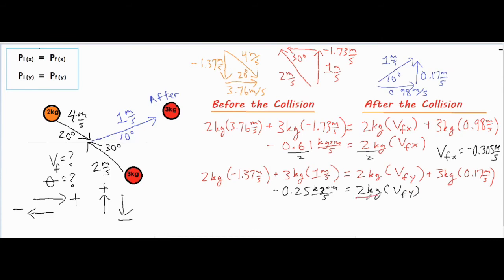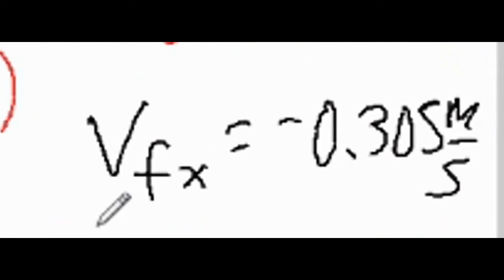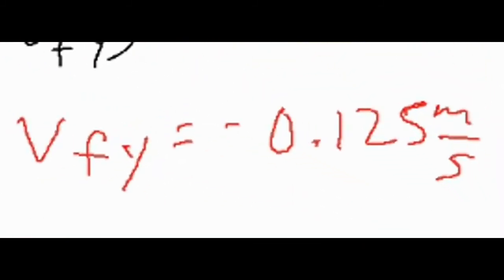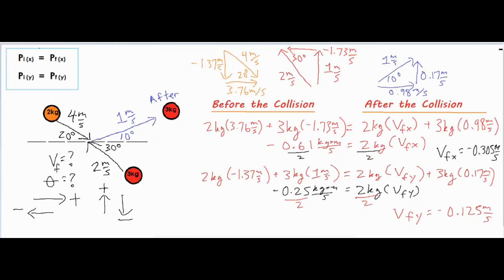And then again, I divided both sides by 2. And then I got a VFY of negative 0.125 meters per second. Now what I'm going to do is I'm going to take my x and y components I just solved for right here and right here and piece together my final triangle.